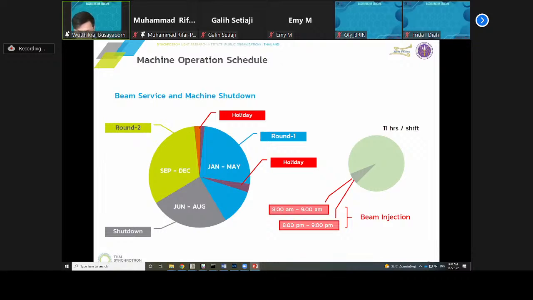So this is 11 hours per shift. We start from 8 o'clock in the morning and we finish the first shift about 8 p.m., and then we start again at 9 p.m. until 8 in the morning again. So we give the injection time about 30 minutes actually in the daily life.